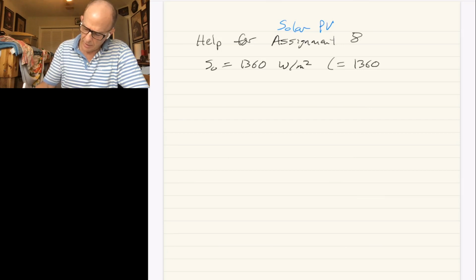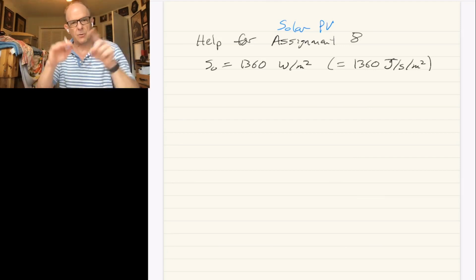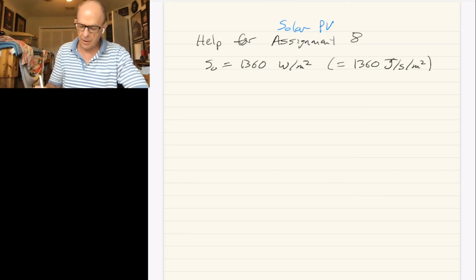That's 1,360 joules per second per square meter. So there's a rate per time and also per surface area.